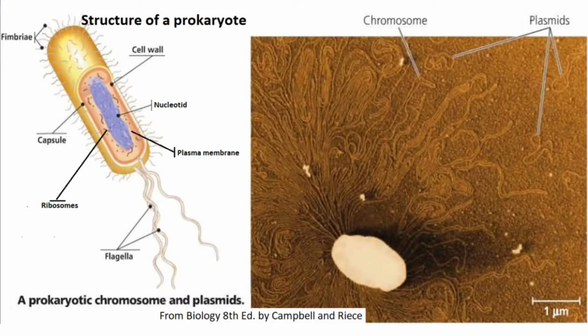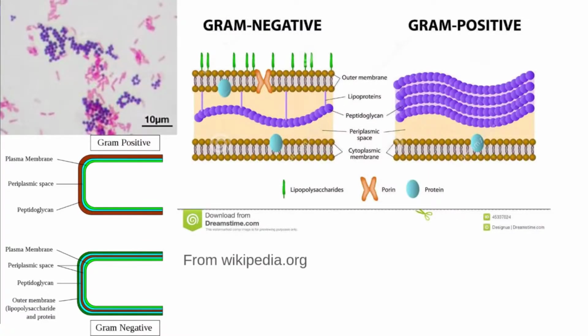So this circular DNA, this is where we start getting into the concept of plasmids, right? Yeah. But let's cover slide 15, JPL. Let's cover the gram-positive and gram-negative bacteria.